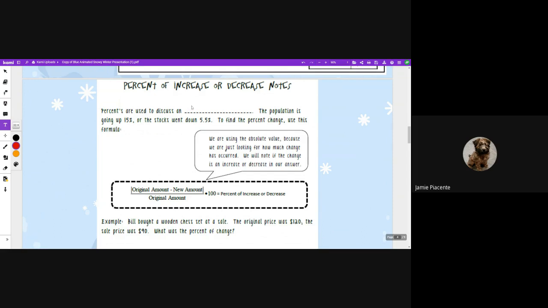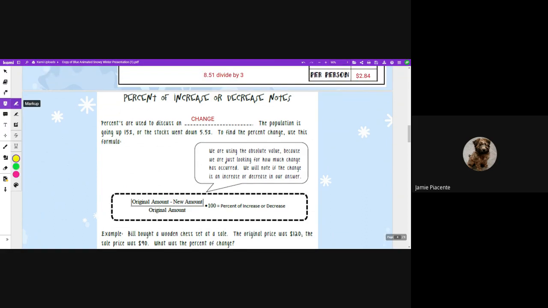Percents are used to discuss a change. Right? The population is going up 15%. So you're saying the population is changing by 15%, going up, or the stocks went down 5.5%. So it all describes a change. So to find the percentage change, we're going to use this formula here. Okay, this is very, very important right here.